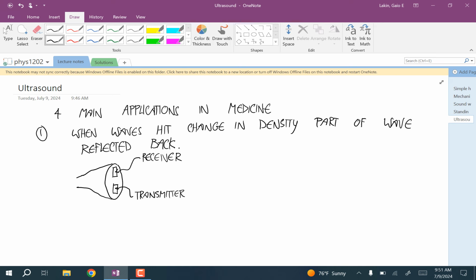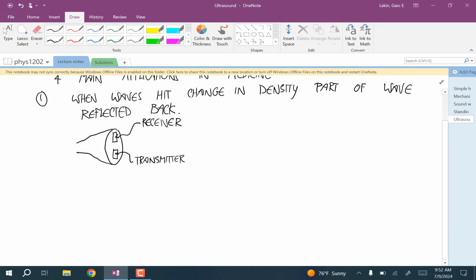But then you also see if the end of the string isn't constrained, it can move freely up and down. That gives a different kind of reflection back. Instead of reversing the wave on reflection, it sends the wave back in the same position that it's in. And it's the same idea with sound waves hitting a lower density material. For our calculations, we're going to use that the speed of sound in human tissue is 1,500 meters per second. That's roughly what it is in water. We're mostly water.